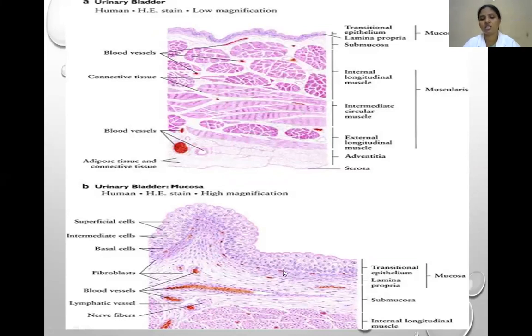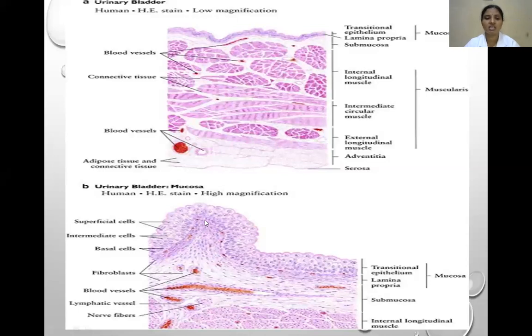The layers of these cells are constant. From below upwards, the deepest layer is the columnar cells. Then the other 2 or 3 layers are polyhedral cells, and the more superficial cells are polyhedral with a bulged upper surface, so similarly umbrella shaped. The most superficial cells are umbrella shaped cells. In such a way they are arranged on the surface of the epithelium.